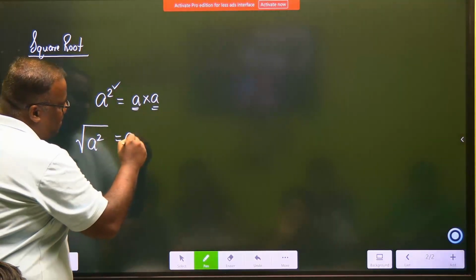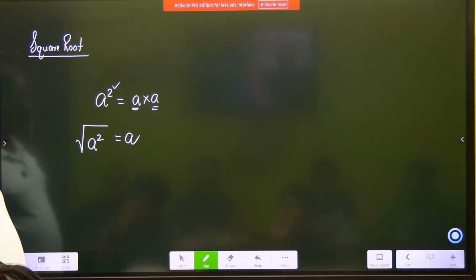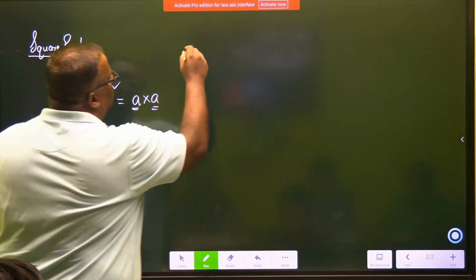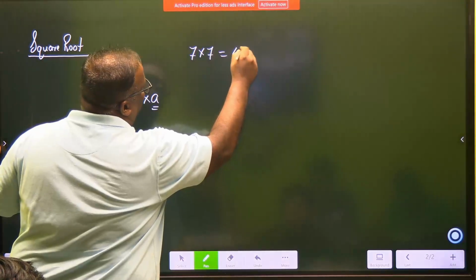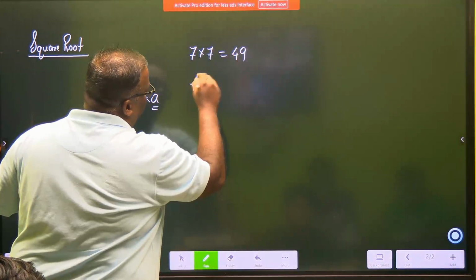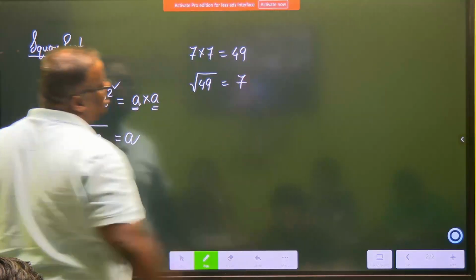The square root of a square will be a. Let's understand this. ये शायद आपको अभी समझने में थोड़ा सा मुश्किल होगा. समझते हैं. आइए. 7 multiplied by 7 is how much? 49. So if you do square root of 49, you should actually get 7.